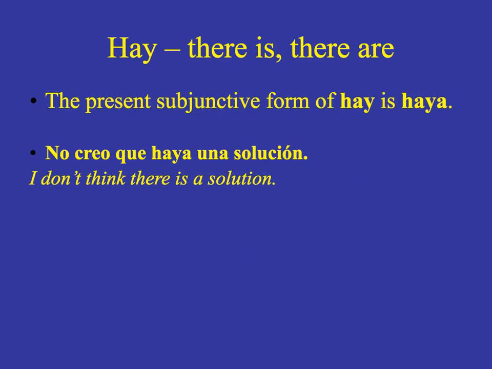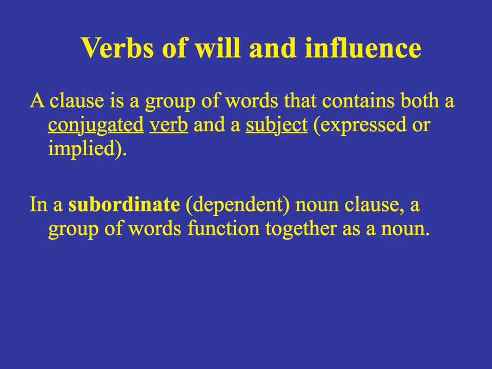There are. Its equivalent in subjunctive is haya, H-A-Y-A. Verbs of will and influence. So a clause is a group of words that contains both a conjugated verb and a subject. So conjugated verb, subject: yo, tú, él, usted, nosotros, vosotros, ellos, ellas, and ustedes.